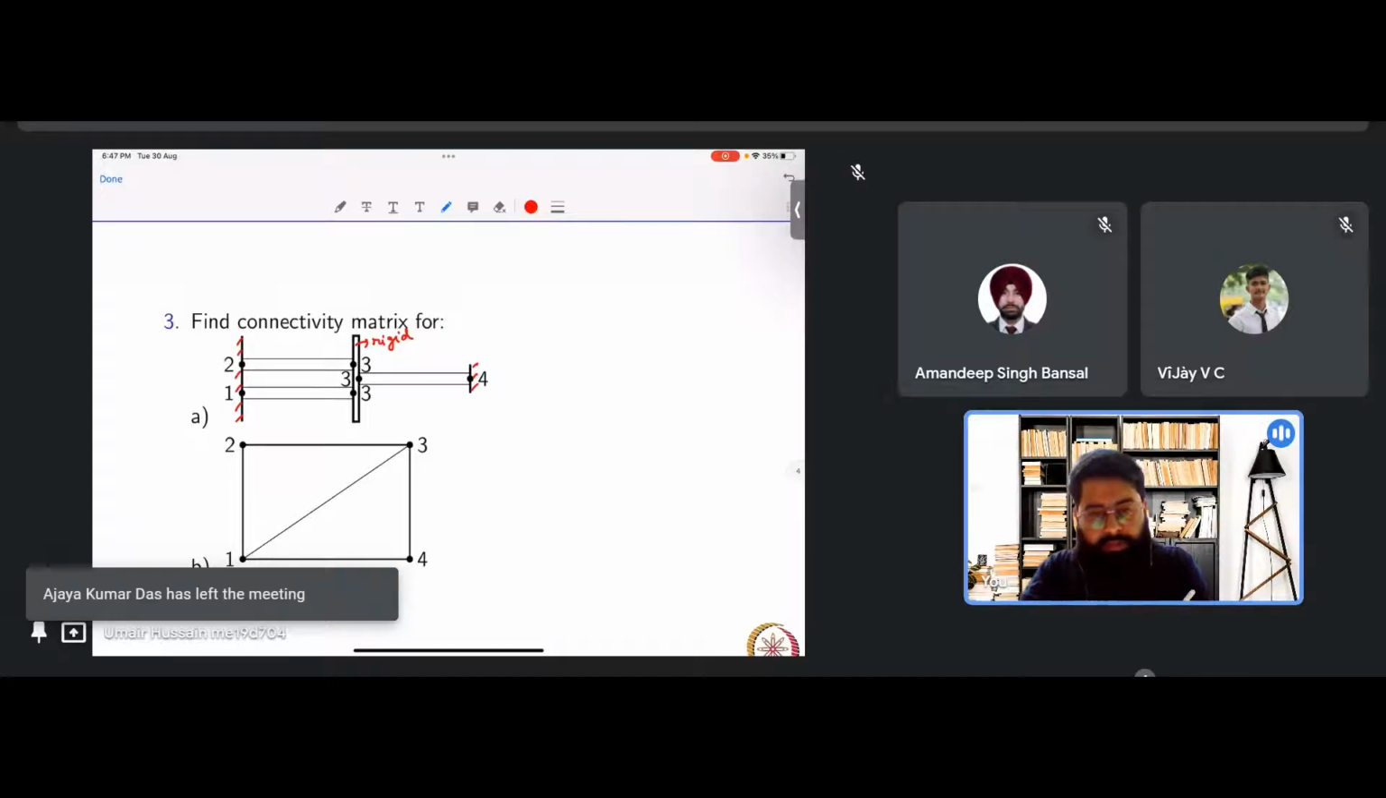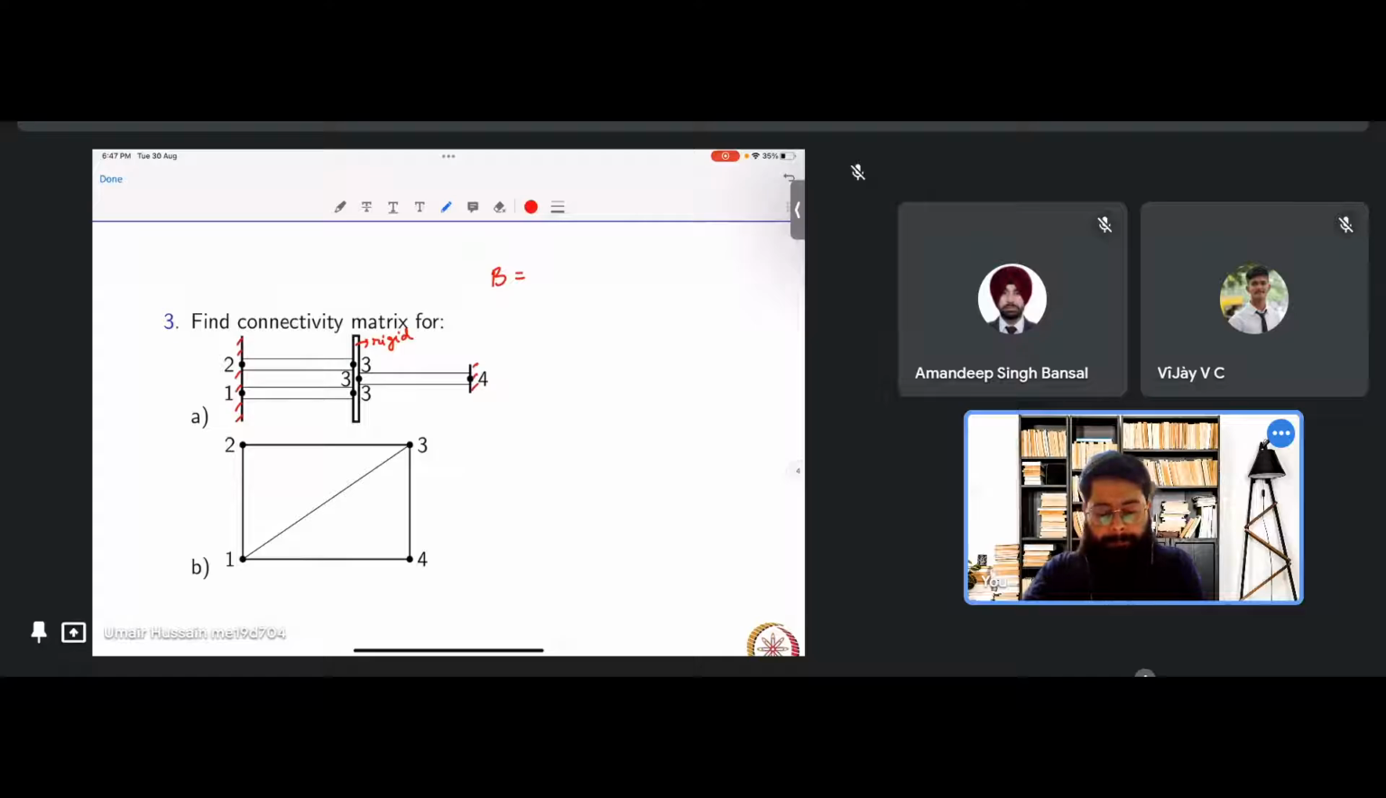Would someone else answer this? How would we write the connectivity matrix for this problem? First of all, what should be the order of the connectivity matrix? Someone please answer this. What should be the size of this connectivity matrix for this problem?